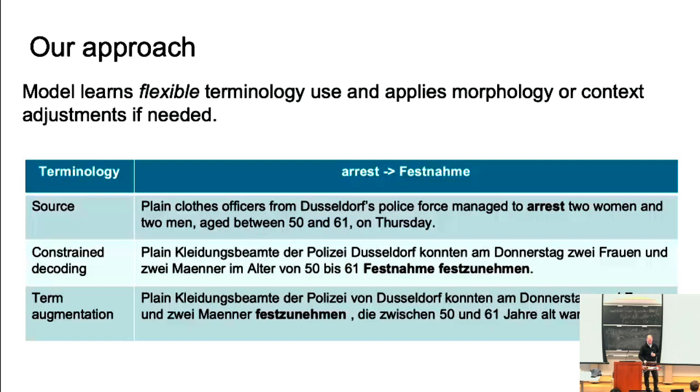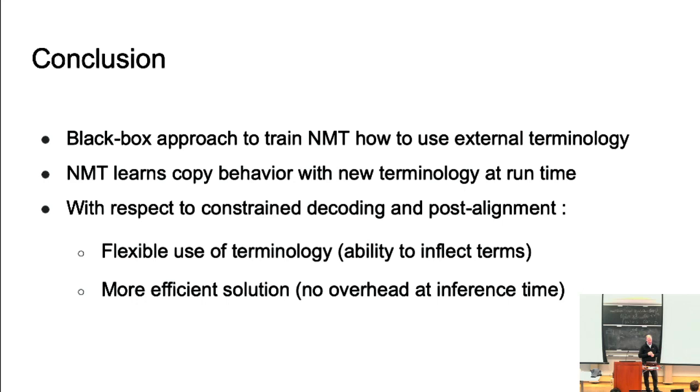Okay, so a black box approach to train neural MT how to use external terminology. Neural MT learns to copy the behavior. What is important is that the training is done on terms which are completely different from the terms in test. So it's a zero shot scenario. The test terminology is not included in the train terminology. And so what I want to say is that the network learns the behavior, not the terms. Okay, this is important. With respect to constrained decoding and post alignment, it's flexible in the use of terminology. It is able to inflect the terms, and it's more efficient. There is no overhead in inference time. Okay, end of the third.